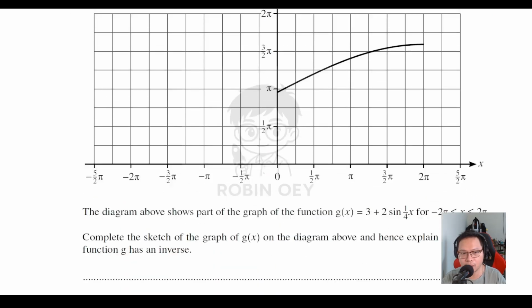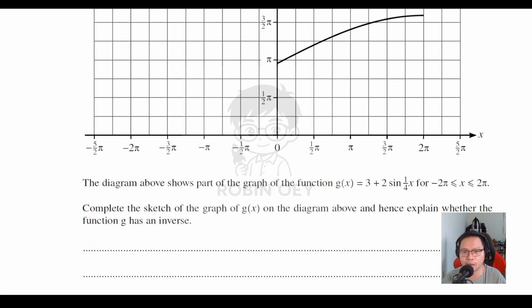For C, the diagram shows the graph. Complete the sketch. We just have to input anything between negative half pi, because for sine it's just like a mirror. Anything below 0 will actually mirror what we see on the right hand side.